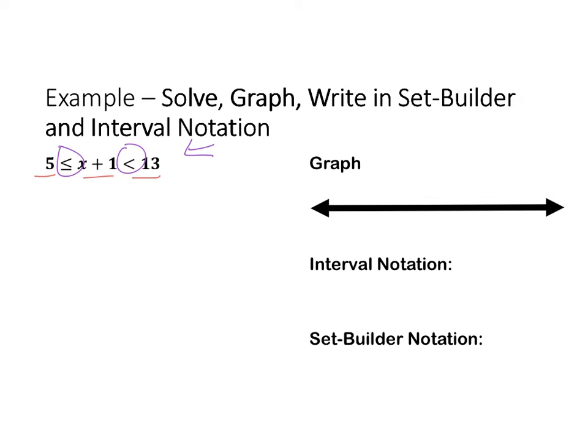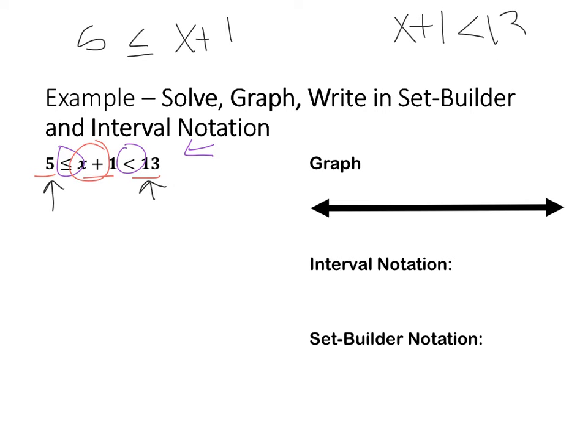So there's two ways I'm going to show you that you can set this up, and you can solve it either way. The first way is to break it apart. Take that piece in the middle, this x plus 1, and you're going to write it first 2 times. First time, include what comes before it, and the second time, include what comes after it. And then you're going to write the word "and" in between them.